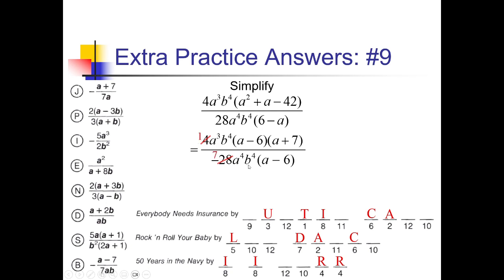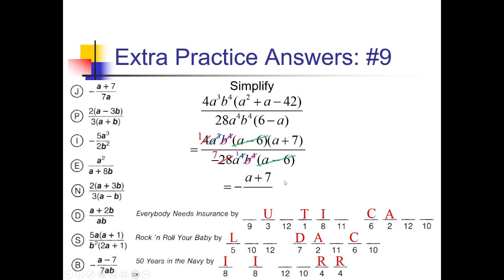A cubed and a to the 4th reduce. That leaves me with a to the 1st in the denominator. B to the 4ths cancel out completely, which is nice. A minus 6's also cancel completely. So what's left over here? This negative in the denominator, we can use that to make the whole fraction negative. In the numerator, let's see, that canceled, that canceled, that canceled, that canceled. All that's left really is this a plus 7.